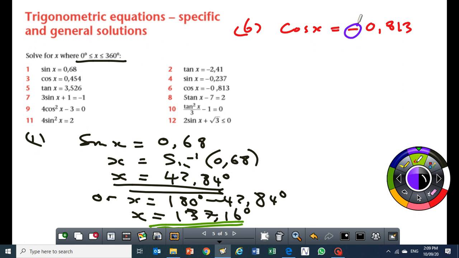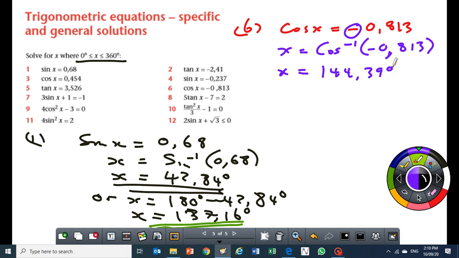In which 2 quadrants is cos negative? 2 and 3. So we need 2 values of x in the second and the third quadrant, because x must be between 0 and 360. To get the first one, you drop down x, then you say shift cos of minus 0.813, which is 144.39 degrees. In which quadrant is 144.39? The second quadrant.